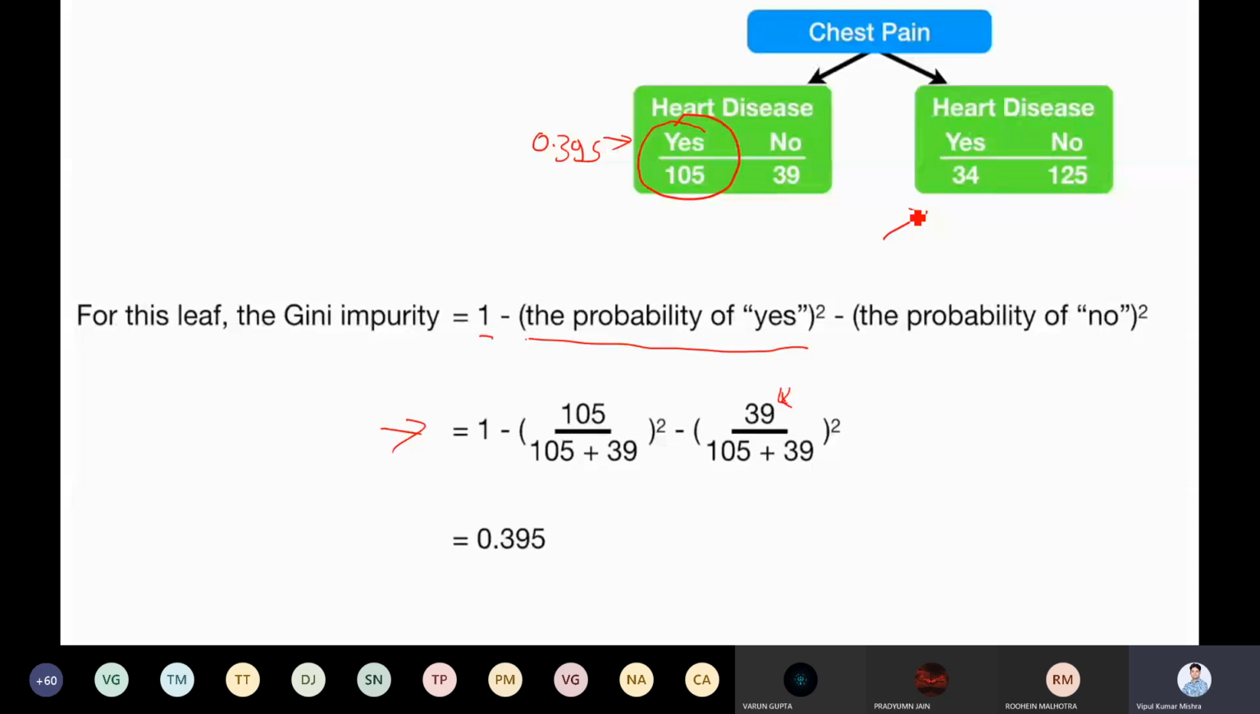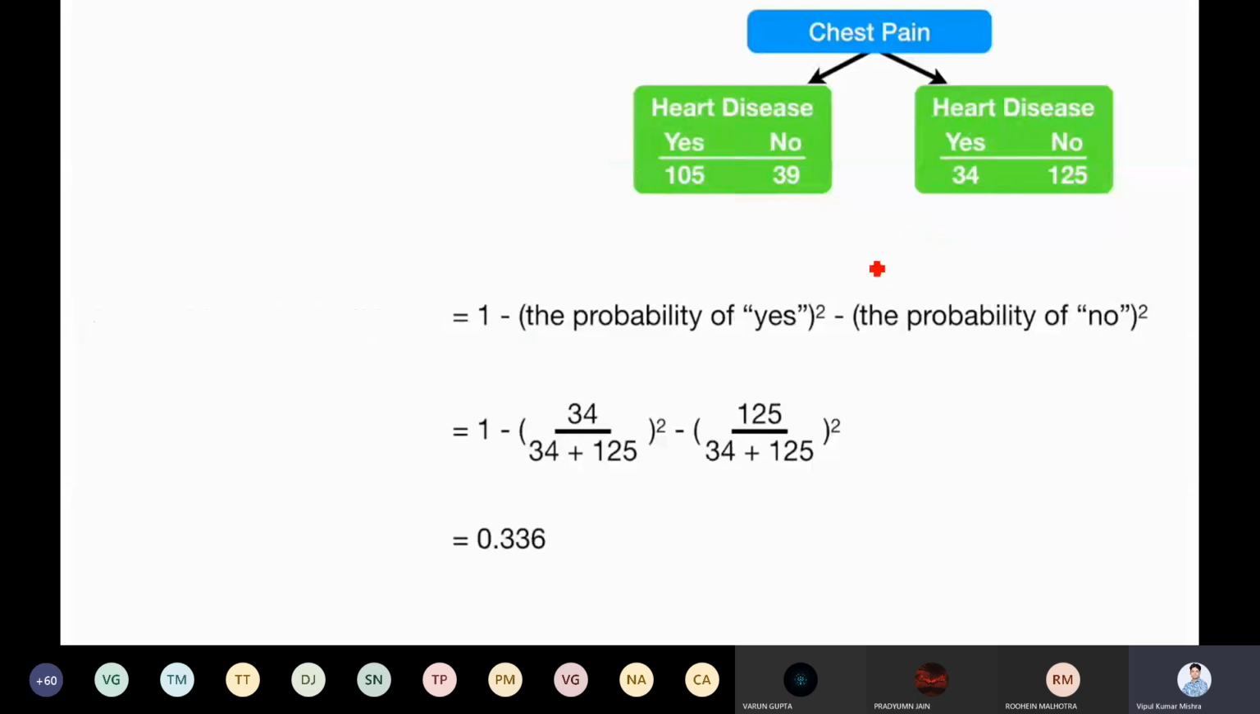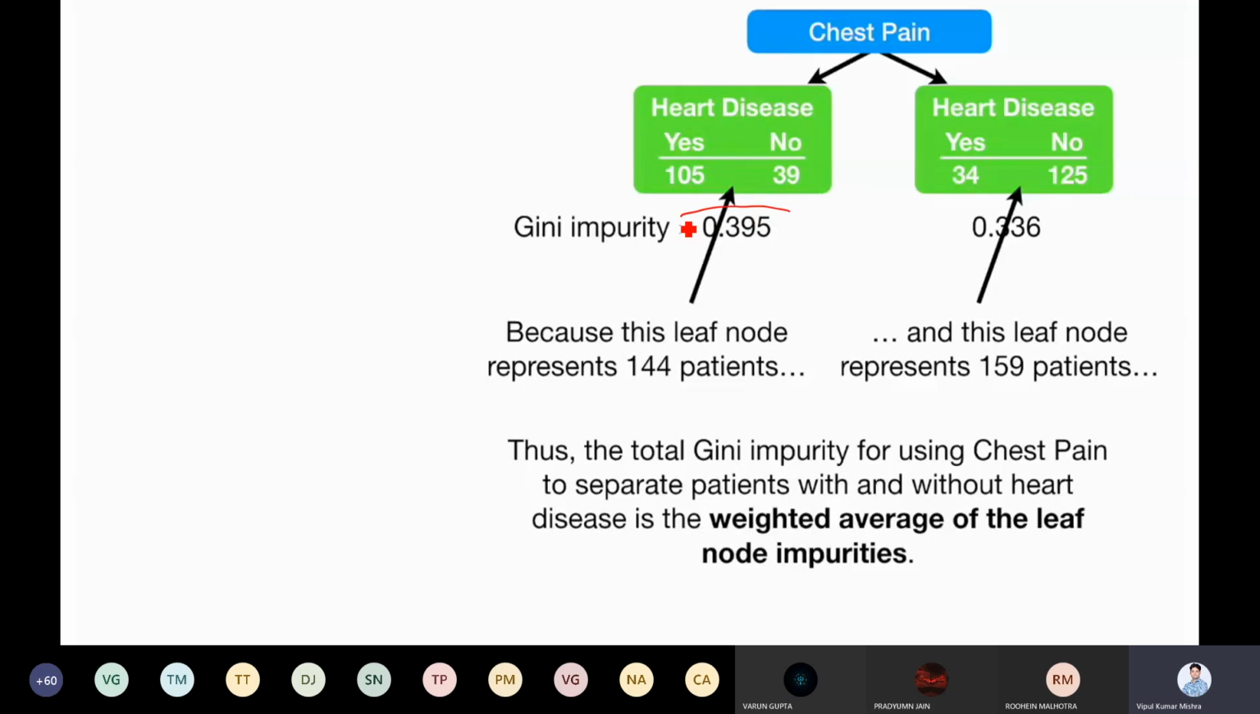Similarly, you will compute the Gini score for this as well. Once you compute it, you will get two Gini scores. The first node is 0.395 and the second node is 0.336. Any doubt, guys? I think this is clear for you. Anyone, any doubt on this?